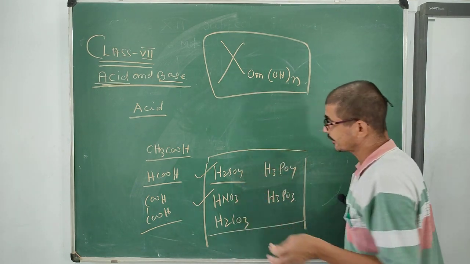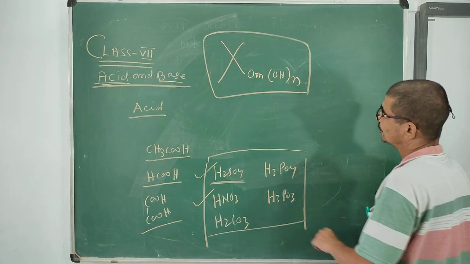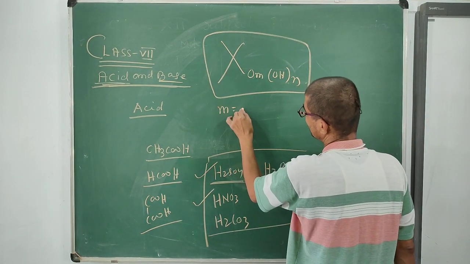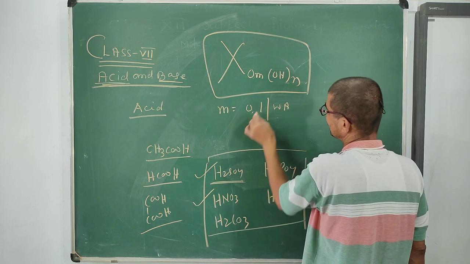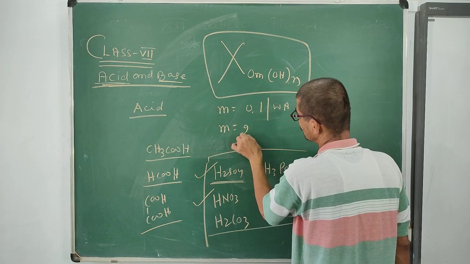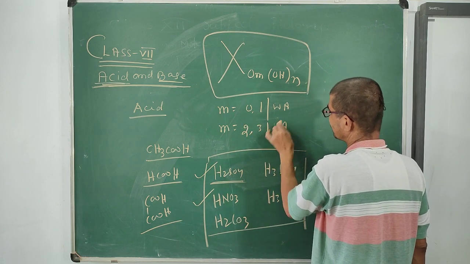So I am just going to explain a simple example: is sulfuric acid a strong acid or a weak acid? If the value of M is 0 or 1, the acid is considered weak. If the value of M is 2 or 3, the acid is considered strong. You must remember these two things.